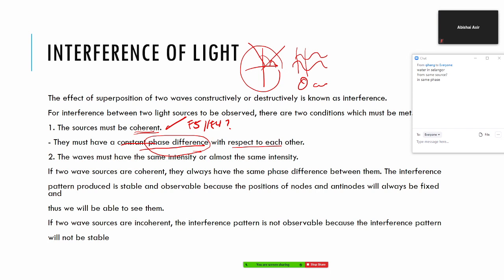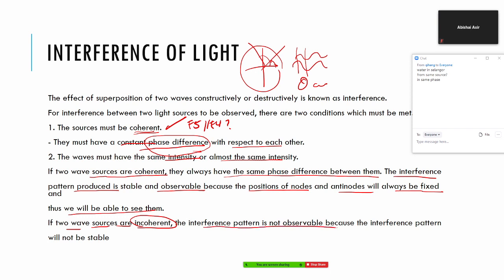The waves must have the same intensity or almost the same intensity. If the two wave sources are coherent, they always have the same phase difference between them. The interference pattern should be stable and observable because the positions of nodes and antinodes will always be fixed. Thus, we'll be able to see them. If the two wave sources are incoherent, the interference pattern is not stable. So, it's either stable or not stable.